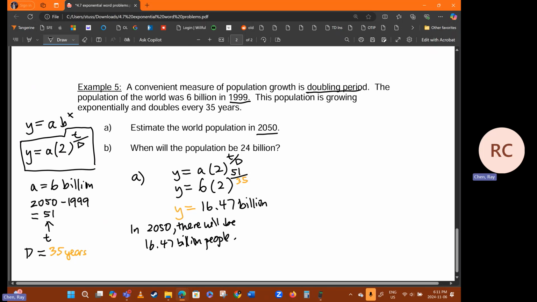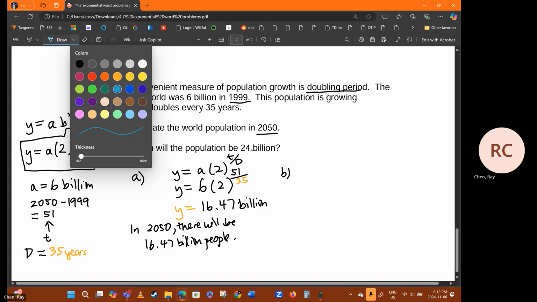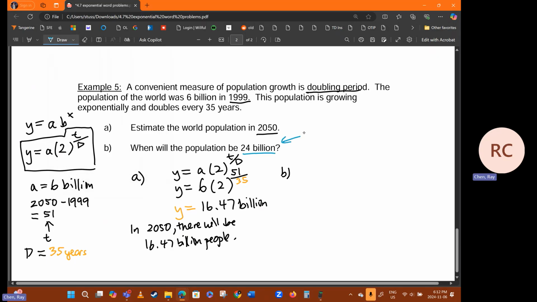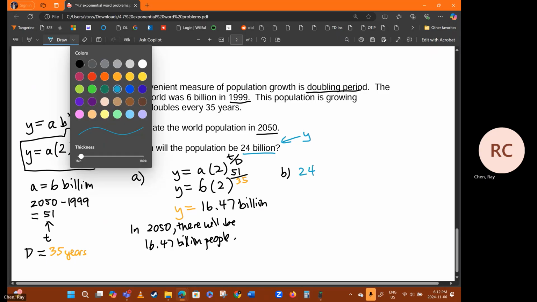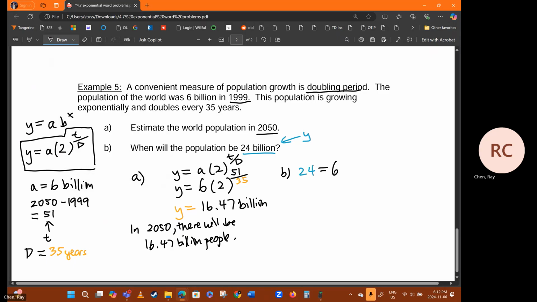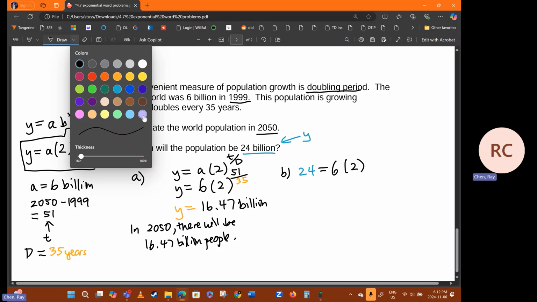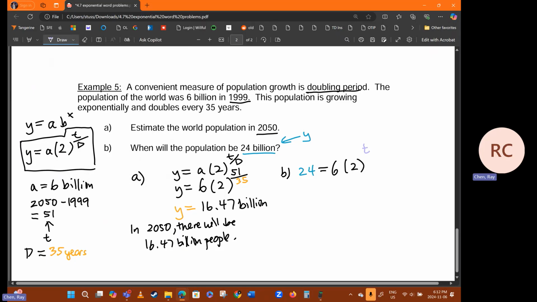For question B, though, notice, when will the population be 24 billion? For this question, this 24 is our y. So what are we going to do? Well, we're going to set this up like so. 24 is equal to, according to our reference in 1999, 6 billion times 2. And all of a sudden, we realize our t, hopefully you guys can see that t is being divided by that 35.